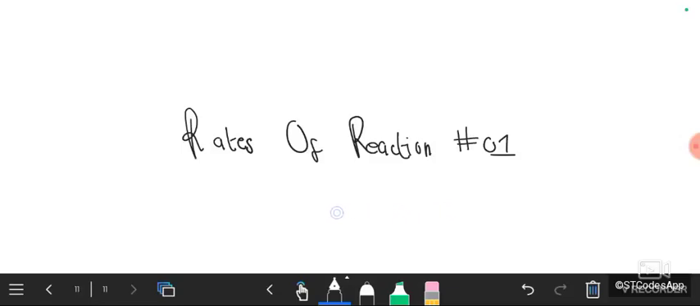This is lesson one of rates of reactions. Here we're just going to be going through the introduction and the few things that you must know in terms of rates of reactions. Remember, we're going to start by understanding this word rate.